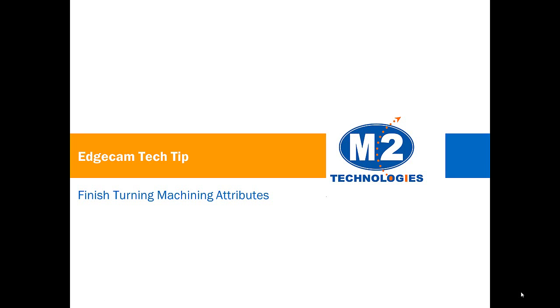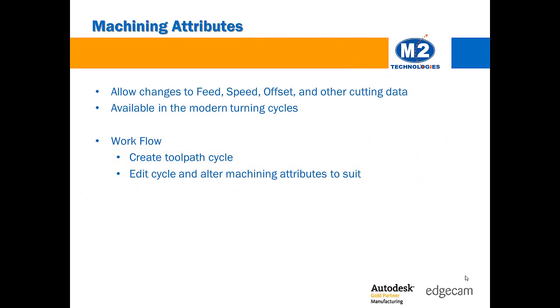Welcome to this tech tip showing how to change cutting data along a turned profile. Many lathe programmers change feed rate, spindle speed, and other cutting data along a turning profile. The new turning cycles offer programmer control to easily make these changes through the Machine Attributes dialog.